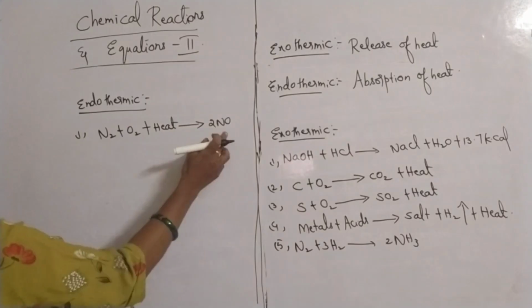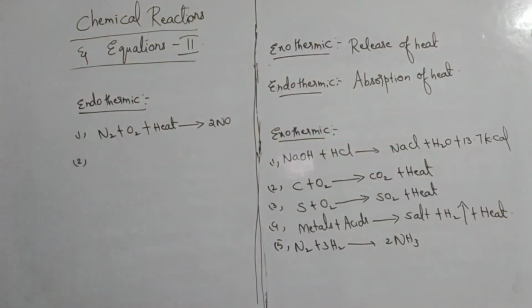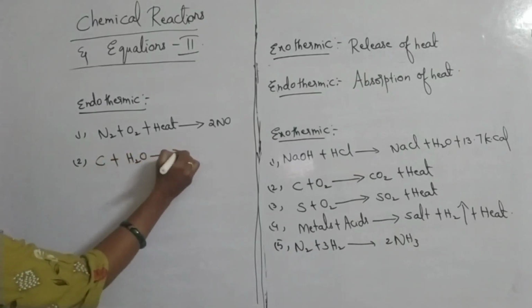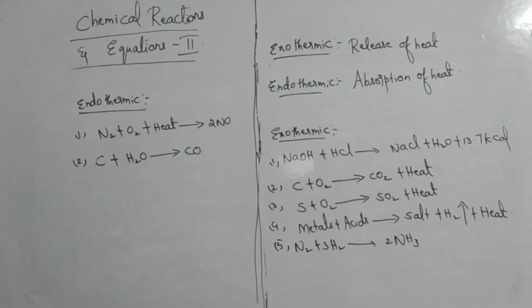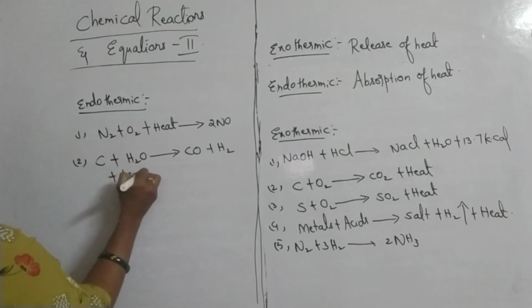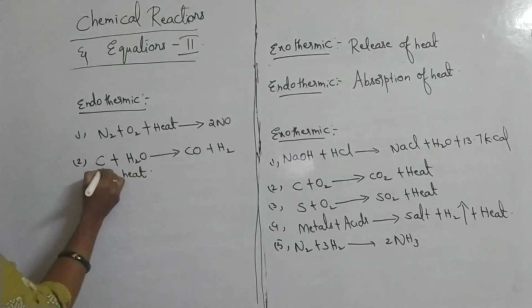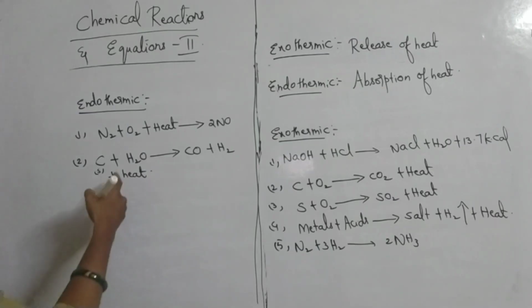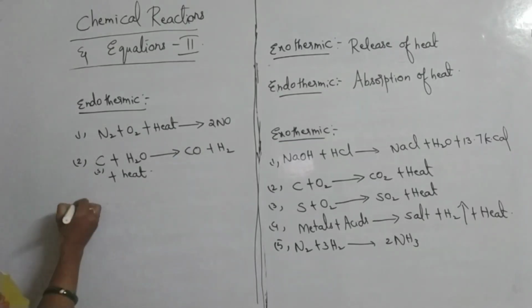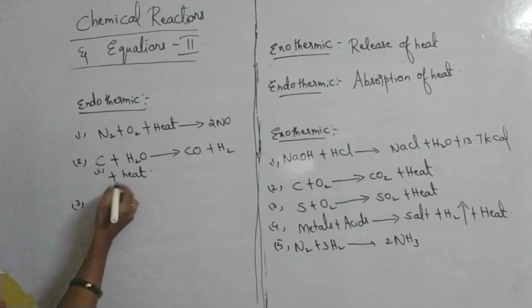Newly formed product is what here? Nitric oxide. So N2 plus O2 plus heat gives rise to 2NO. Next, C plus H2O gives rise to CO plus H2. Here also you need to supply some amount of heat to this carbon solid to react with water. On heating, it gives rise to carbon monoxide and hydrogen. It's also an example for endothermic reaction.